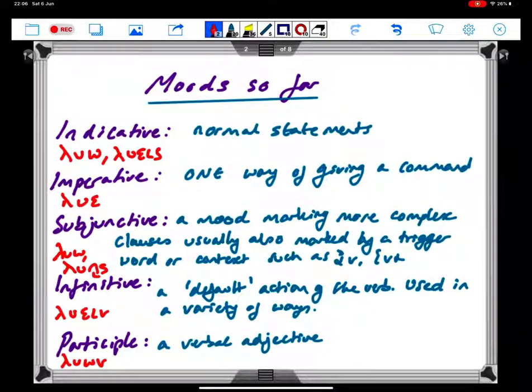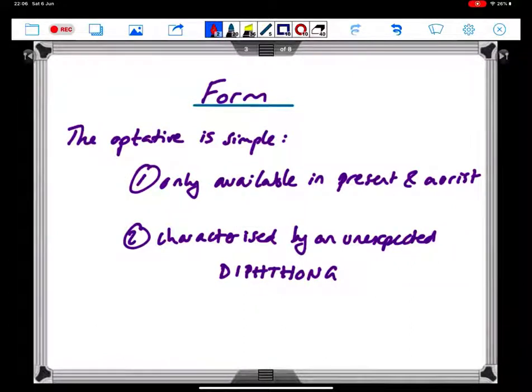The participle is the verbal adjective marked in English by -ed or -ing on the end in most cases. You'll have to look at separate sections on that for a decent summary. What about the optative? Well, first of all, its form. The form is very simple. For your purposes, it's only available in the present and the aorist. It's also then characterised by unexpected diphthongs, by which we mean ai, oi.